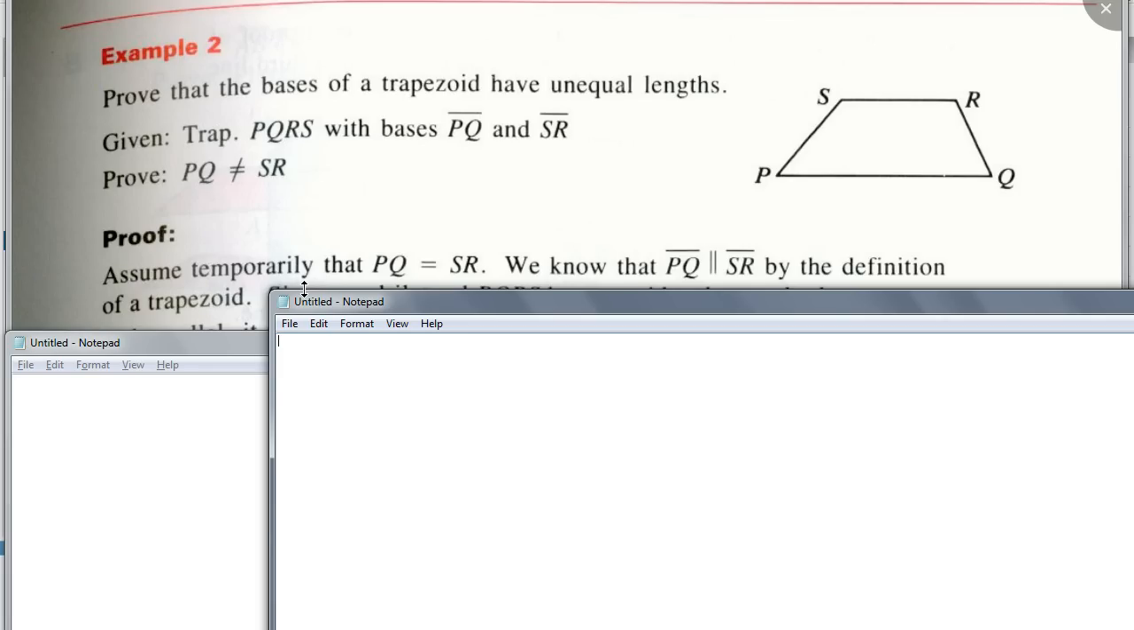Because we were assuming that temporarily, right? But that means that trapezoid PQRS is actually a parallelogram. Does that make sense? Why? Who remembers that theorem? We have now PQ equal to SR, and we have PQ parallel to SR by definition of trapezoid. Nicholas, do you remember that theorem? Can you tell us what that is? What can we conclude?